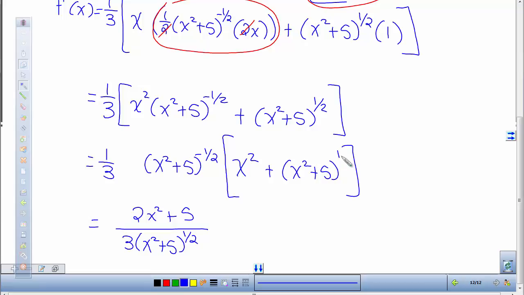All right, other questions? Where did the 2 come from in the numerator? We had 2 x squared right here. Okay.